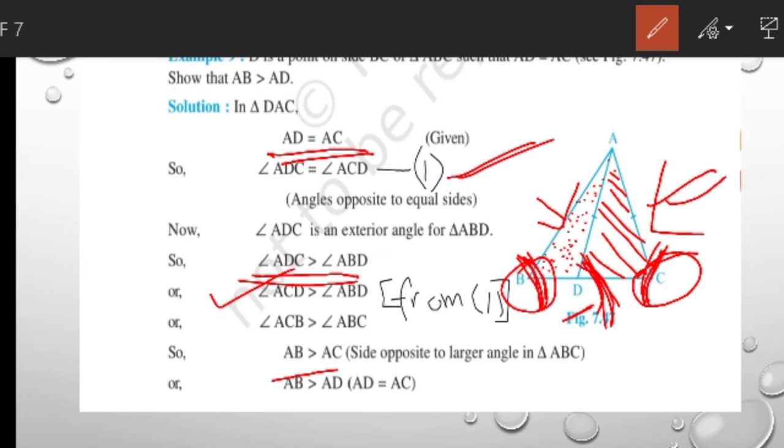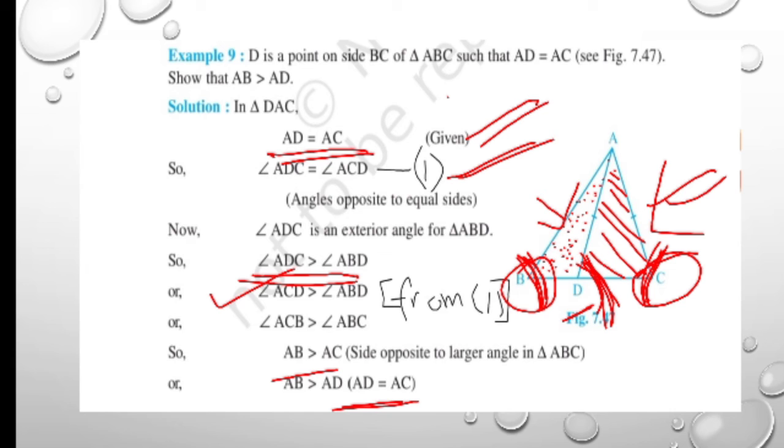From what is given in the question, we can replace AC by AD, as it is already given. So in place of AC we write AD, and we get AB is greater than AD. So this is how we prove inequalities. This is one example.